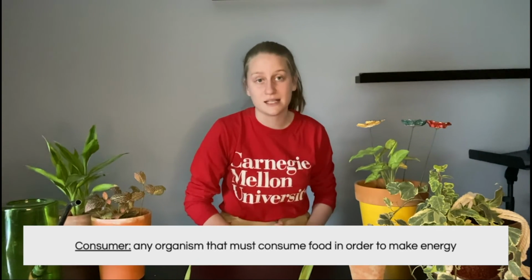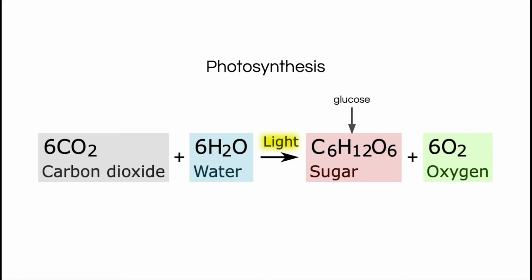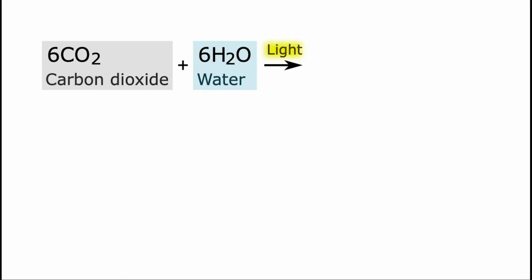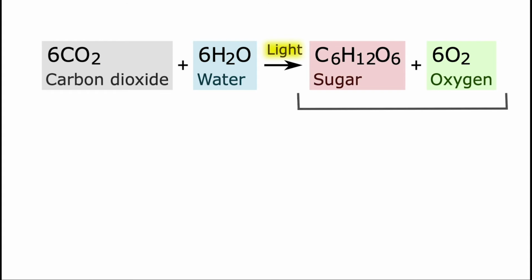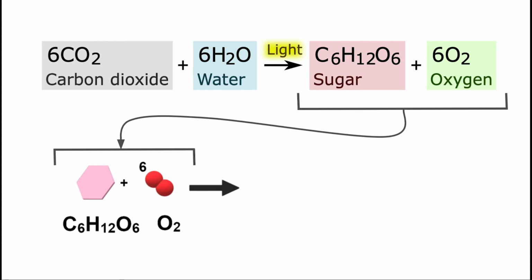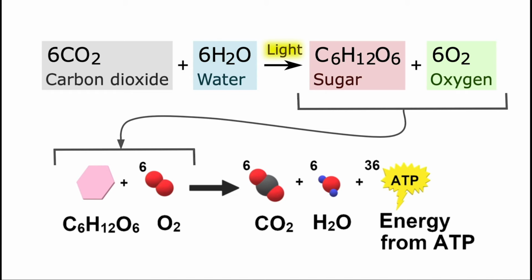Animals are great examples of consumers. Plants have a different way of making energy. They're able to create their own food or their own glucose molecules by using energy from the sun. The process of using light energy to make glucose molecules is called photosynthesis. Since plants can make their own food using photosynthesis, they don't have to consume other organisms in order to get energy. They simply go through the photosynthetic process to create glucose and then go through a cellular respiration process to convert that glucose into energy.